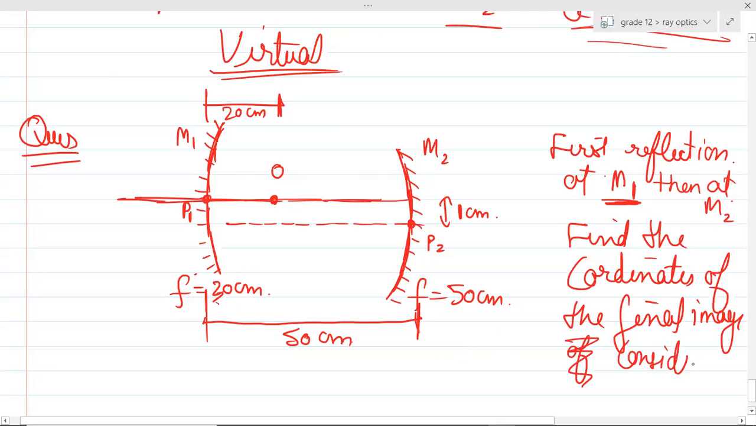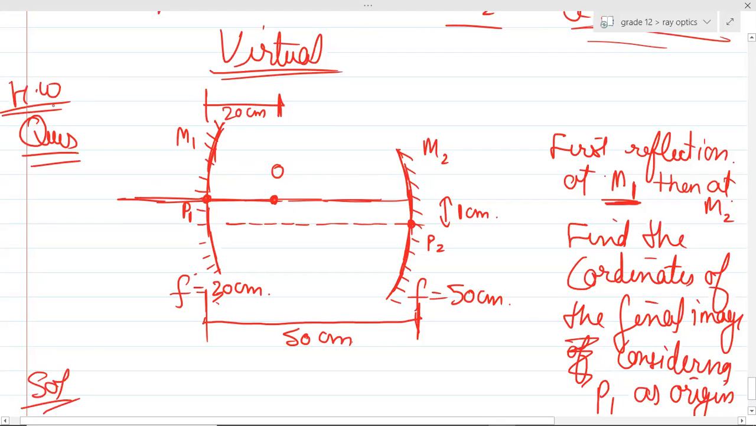Find the final coordinates of the final image of the system, considering P1 as the origin. So consider this as the origin point, and you need to find the final coordinates of the whole thing. Is it clear, guys? Try this question at home. Although I don't know, the data is made up. I saw this question somewhere, but the data is all made up. And I don't think you'll need anything else apart from this.